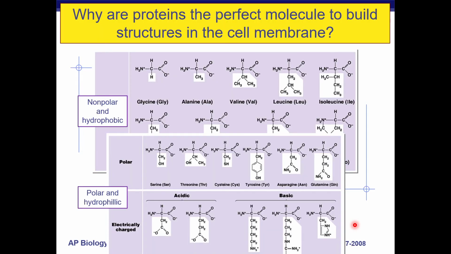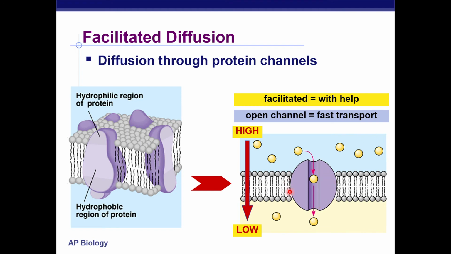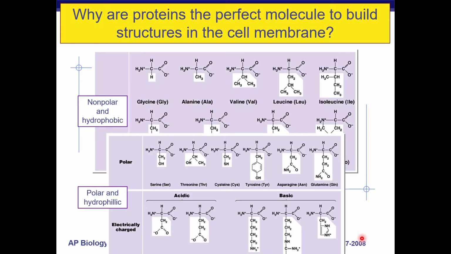All right, so, let me back up a step. So this is a protein right here. And this is a protein that's embedded within that cell membrane. So why are proteins perfect to be those kind of structures, to act as channels to facilitate diffusion? Well, the reason is because some proteins are polar, some proteins are non-polar, some proteins have both characteristics.